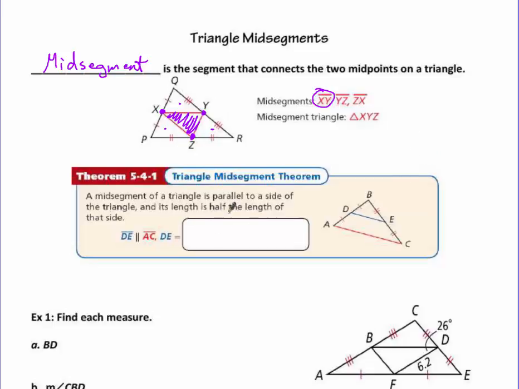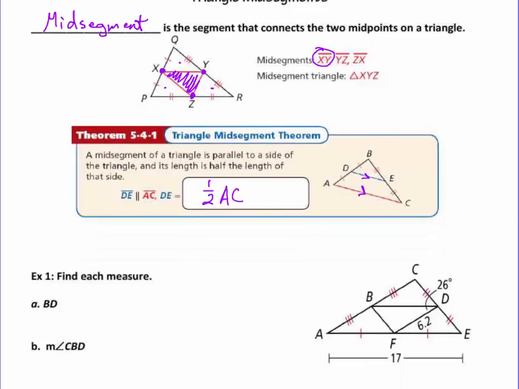And the triangle midsegment theorem tells us that a midsegment of a triangle, so that's this blue line right here, DE, is parallel to the side of a triangle. So this blue line is parallel to this red line, so that's kind of convenient. And its length is half of that side. So the segment DE is 1/2 of segment AC. So that comes in real handy and makes these problems really easy.